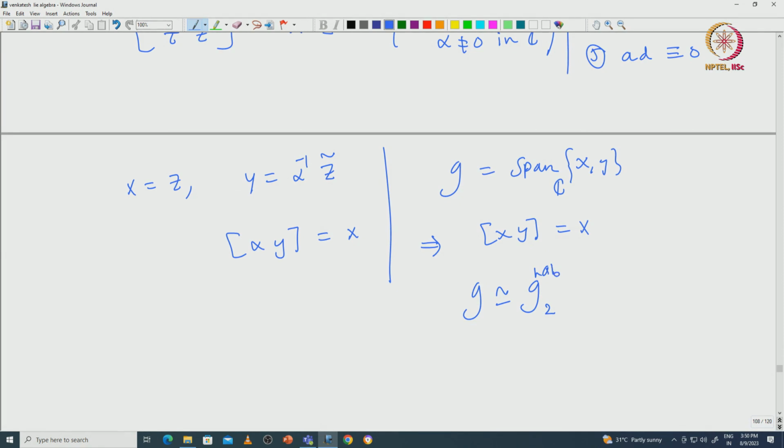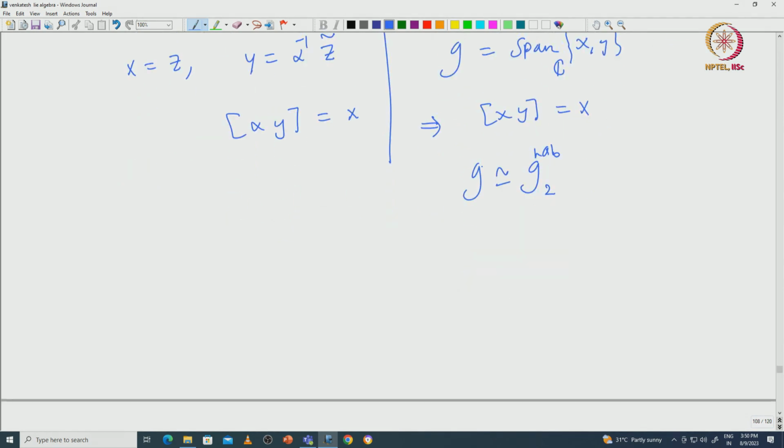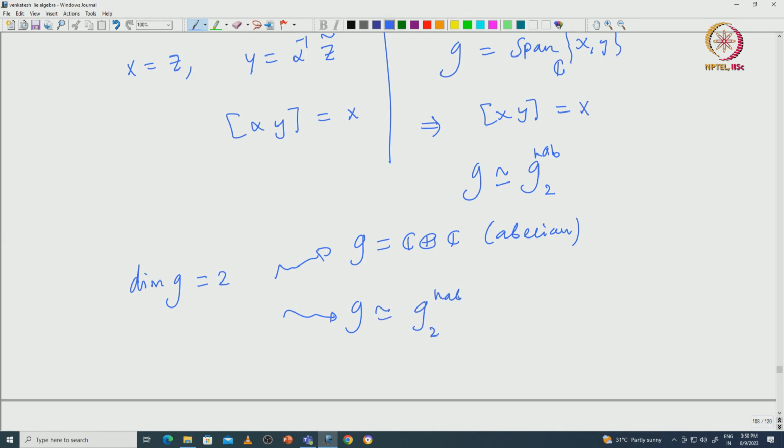So, what we proved? We proved that if G has dimension 2, then there are only two possibilities. One possibility is G is abelian, that means this is C direct sum C, abelian. Otherwise, G is isomorphic to G2 non-abelian. There are two Lie algebras of dimension 2 up to isomorphism.